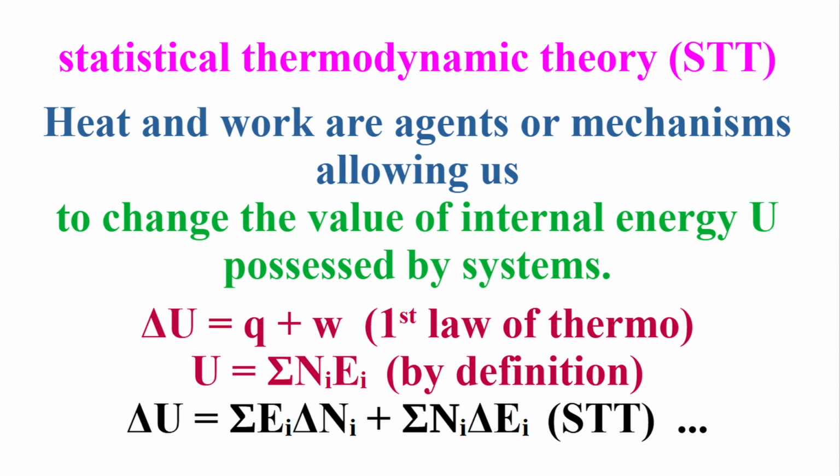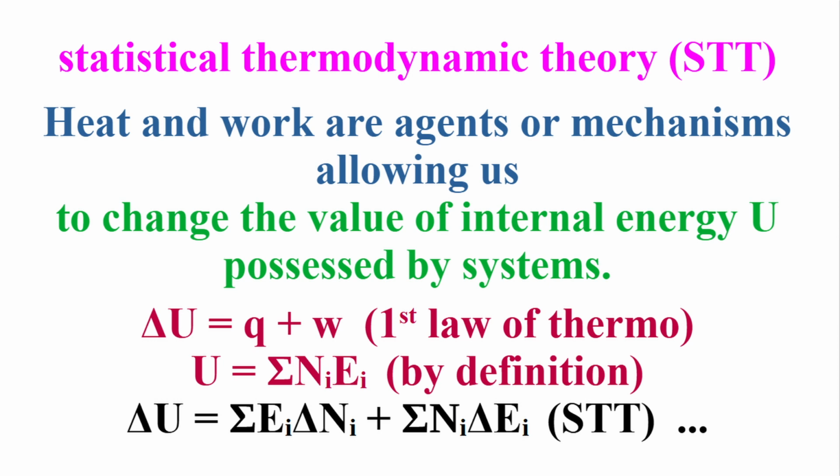As per the first law of thermo, change in U is equal to Q plus W. By definition, U is the total energy of all the particles in the system. That is, U equals sigma Ni times Ei. Therefore, there are two ways in which U can be changed. One, by changing Ni's, keeping Ei's constant, and two, by changing Ei's, keeping Ni's constant.